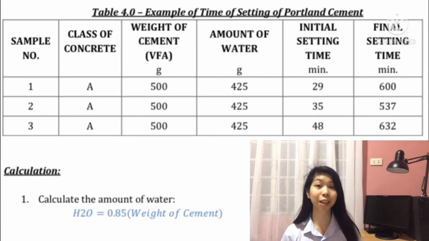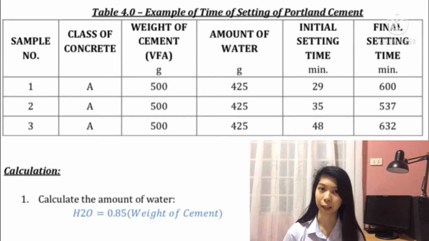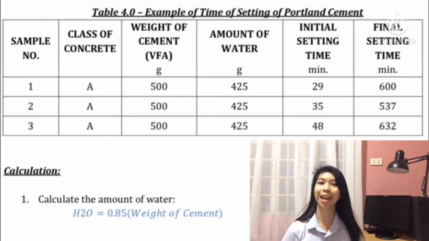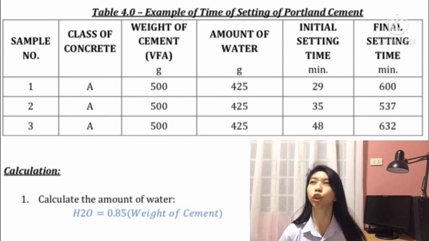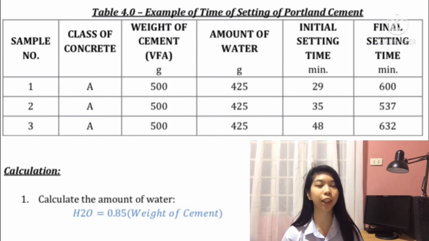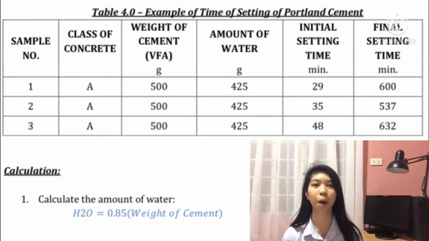So the table that we are seeing right now is an example of data gathered from the time of setting of Portland cement. Keep in mind that the amount of water to be used will always be 85% of the weight of the cement. So if the amount of cement increases, the water will also increase. So logically, we can conclude that the cement affects the amount of water to be used.